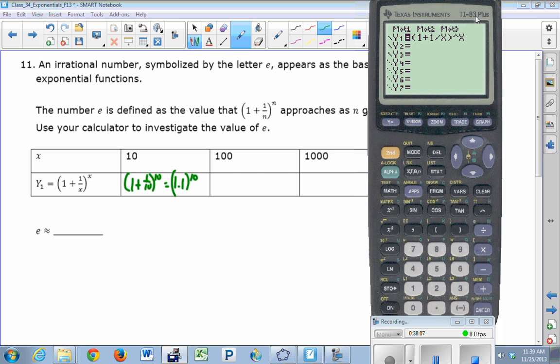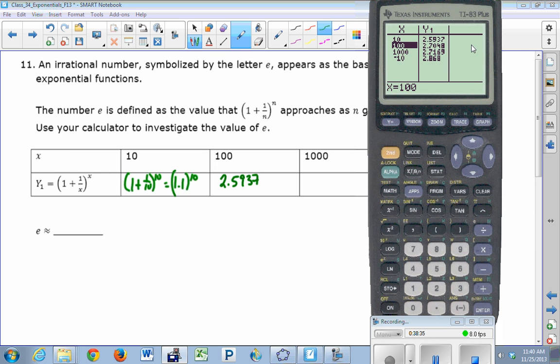Let's use our table to help us out here. So we set our table. We're going to start with 10. And make sure you come down here and hit ask, because we want to put our values in. We don't want it incrementing by 1 or whatever. So now go to the second table. And let's clear this all out. At 10, what are we? At 10, we are the number 2.5937.